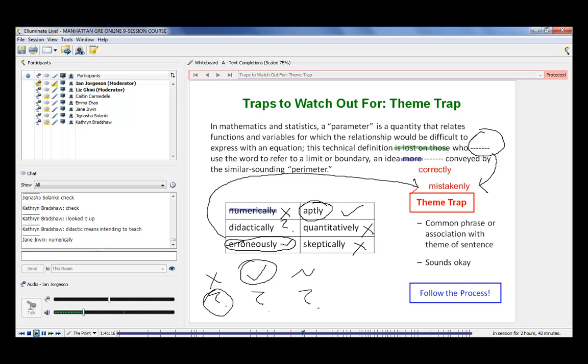Yeah, numerically, because we're talking about mathematics and statistics, and also quantitatively here, because we're talking once again about math and statistics. And then we've also got parameter, perimeter, technical definition, all those sorts of things. Watch out for these theme traps. They show up a lot on the test, and we want to avoid them as much as possible.